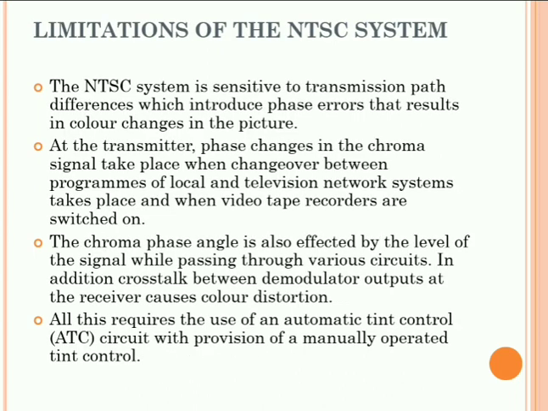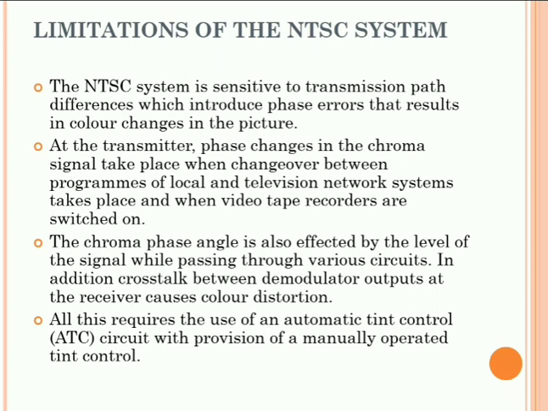Now let us see the limitations of the NTSC system. Any system, as good as it is, has some limitations. The NTSC system is sensitive to transmission path differences, which introduce phase errors that result in color changes in the picture. That is a disadvantage of NTSC.